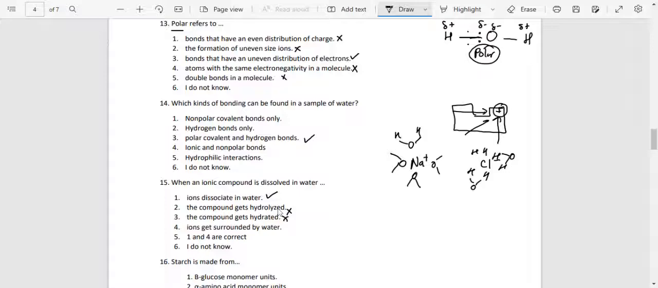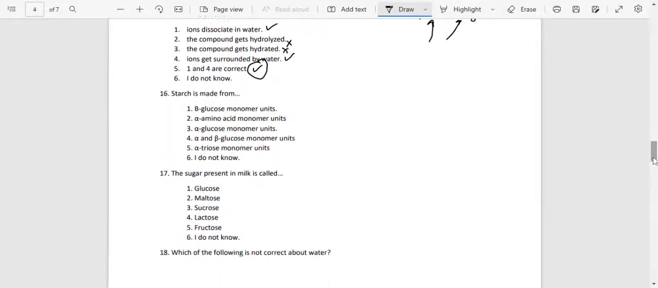The gaining of water, you can think of it like when you vomit, you lose water. So with hydration, you take in water, you get to drink that water. Ions get surrounded by water. This is what you're able to see for an ionic compound. Ions are going to be surrounded by water. So this option is also true. So meaning that 1 and 4 are correct. Okay, that's the answer.